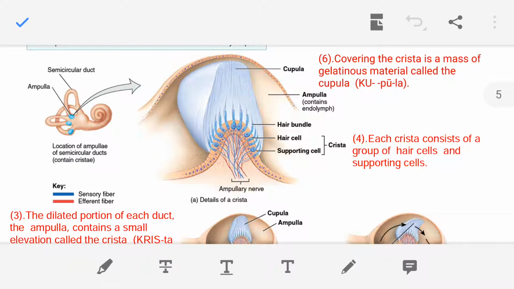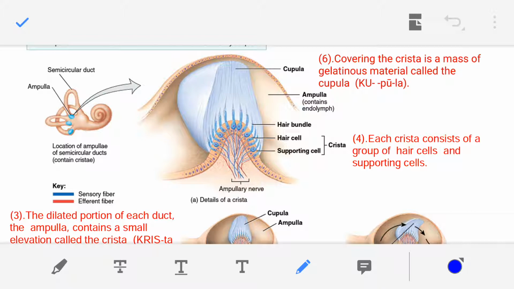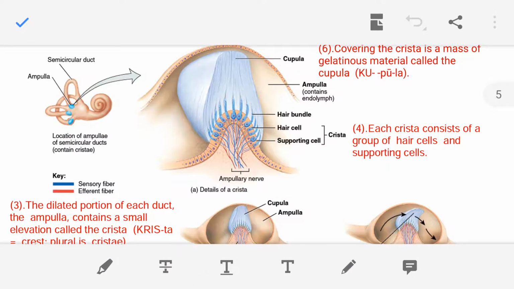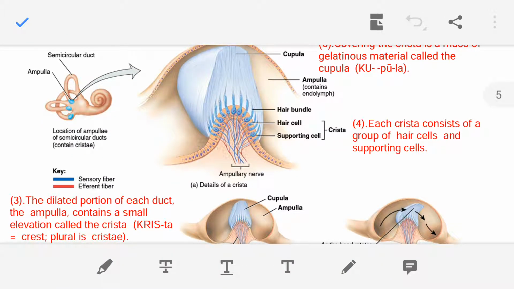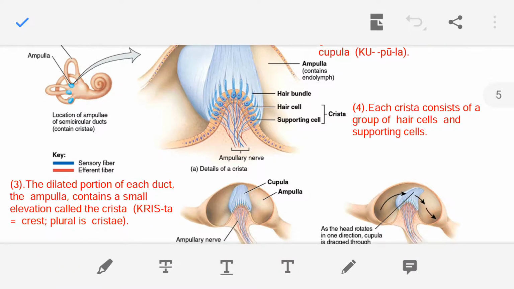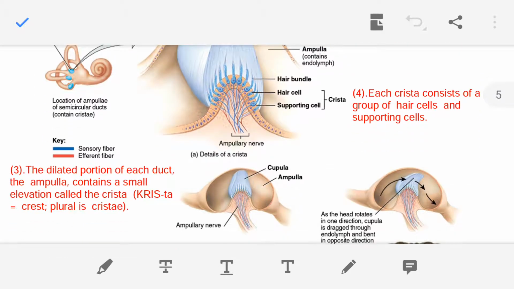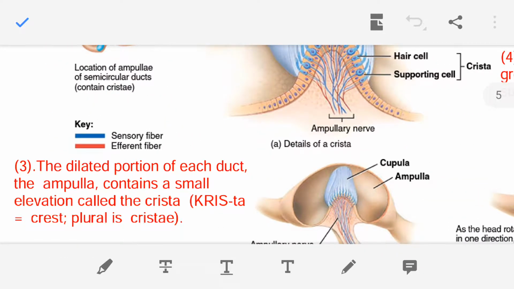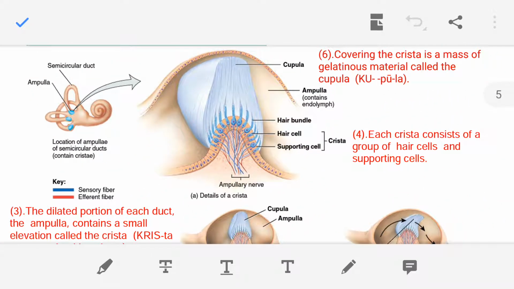This is the entire ampulla part they are showing, and here, as you can see, in the ampulla an elevation is there, and this elevation is known as crista. So this elevation is the crista. This is the third point of our discussion. Let me show you this entire figure.